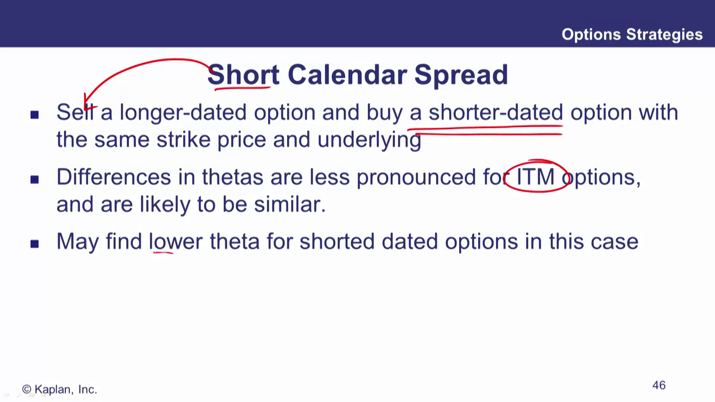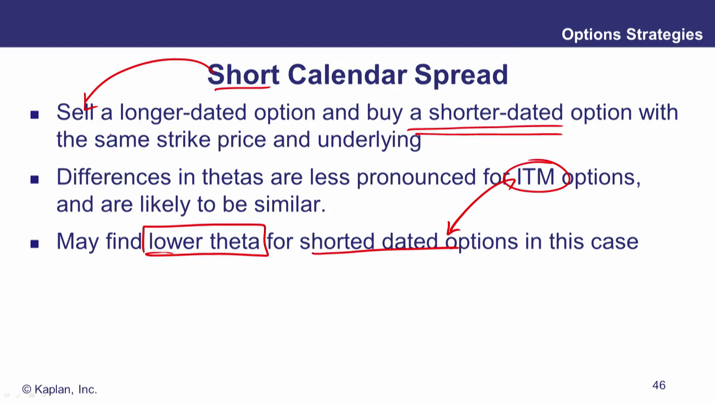But for in the money options, where time value is a small part of the value of the option, and intrinsic value is a bigger part, you might find that thetas are relatively similar. In fact, you might even find an opportunity where there's a lower theta. This goes against the general rule, but there's lower time decay for a shorter dated in the money option than there is for longer dated options.